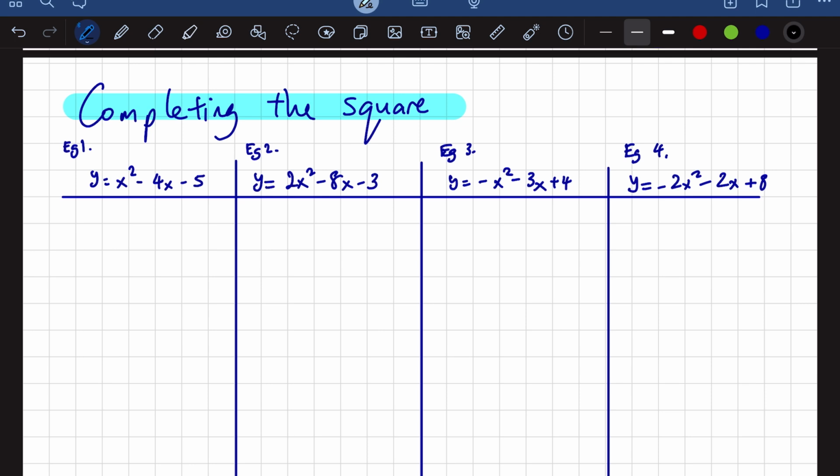Now, completing the square is a process that allows you to convert the quadratic function in the form of ax squared plus bx plus c into what we call a vertex form. Now, why do we want to do that? Why do we want to convert into a vertex form? The reason is really because from the vertex form, we will be able to identify the coordinates of the vertex. And the vertex is what we call a turning point or a stationary point.